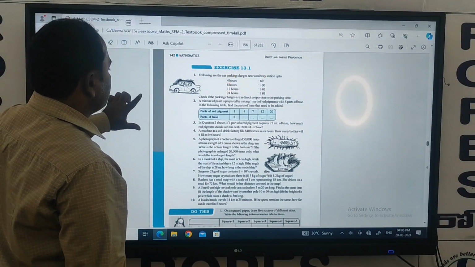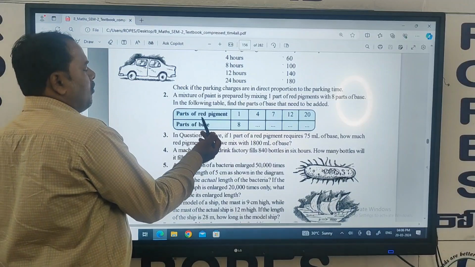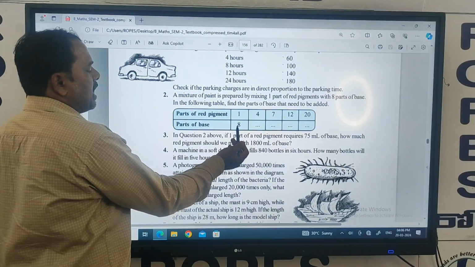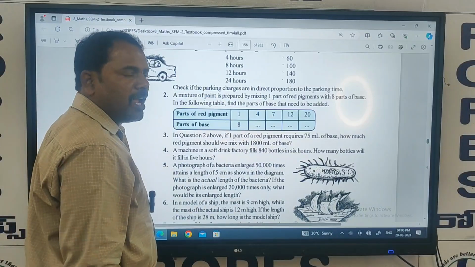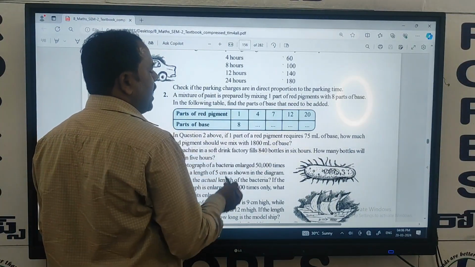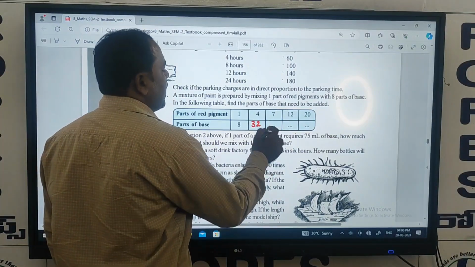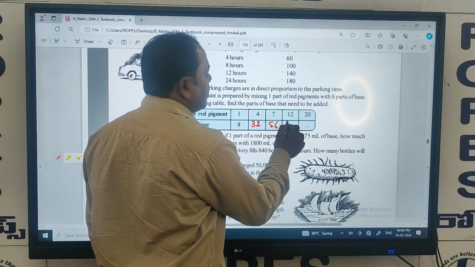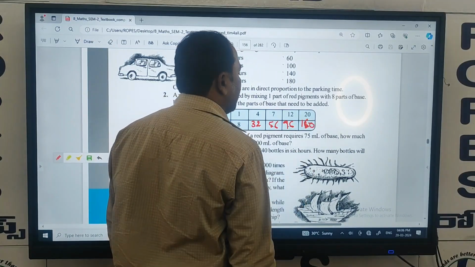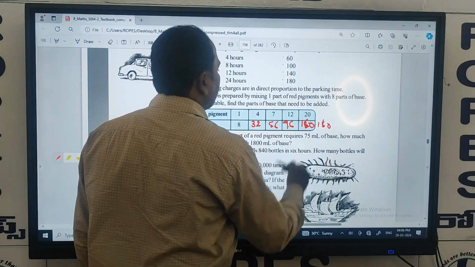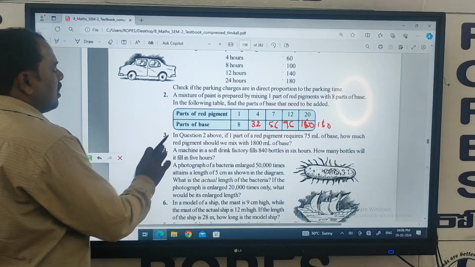Okay, if you observe carefully, for one part of red pigment we have to add 8 parts of base. One part means 1 into 8, then 4 parts means 4 into 8, that is 32. 7 parts means 7 into 8, 56. Then 12 parts means 12 into 8, 96. 20 parts means 20 into 8, 160. So like this, if you identify the relation, then we can easily write the answers.